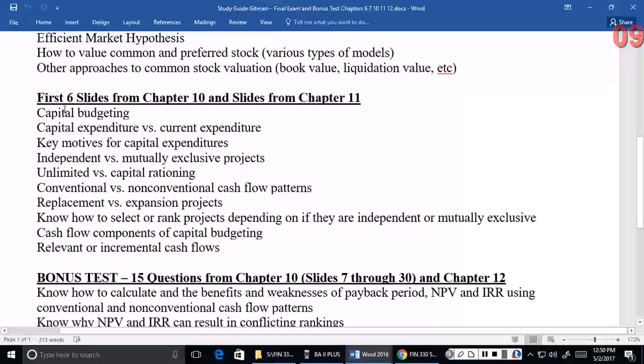And then the first 6 slides from chapter 10, this was the capital budget. In chapter 11, this was capital budgeting. So this was basically terminology in chapter 10. So what's the definition of capital budgeting? What is a capital expenditure versus a current expenditure? Key motives for capital expenditures. And we just concentrated on 2 really. That is a replacement or expansion project. What are independent projects versus mutually exclusive projects? What is unlimited capital versus capital rationing?